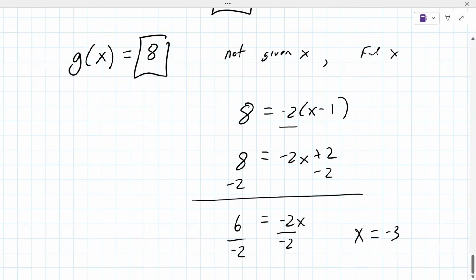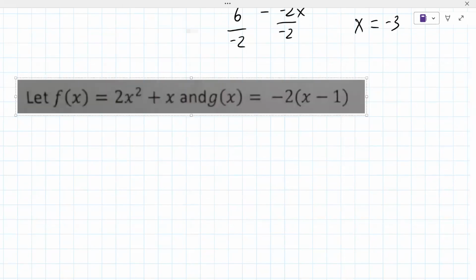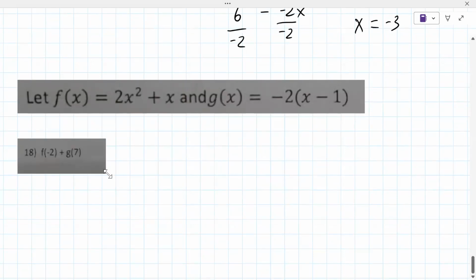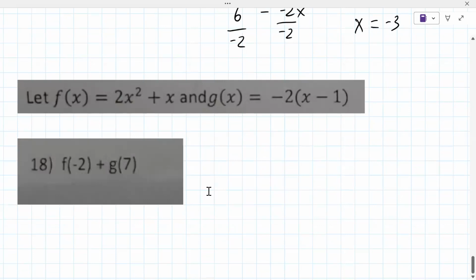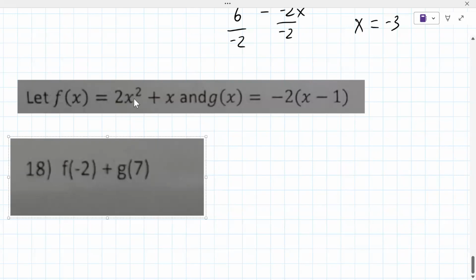All right. So you haven't done this one yet. This will be a good one to see where your understanding is. Number 18 is f of -2 plus g of 7. So you have to figure out what f of -2 is. You got to put that in for x. We might have actually already done that. And then g of 7, you got to put 7 in for x, and then you add the results. Do you want to give that a try, please?